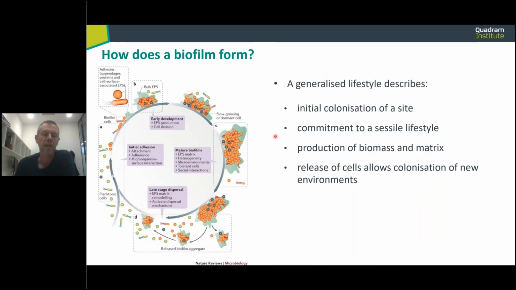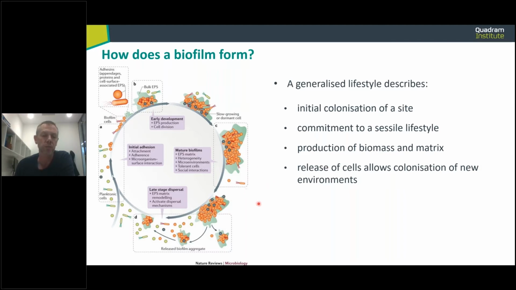So how does this happen? How do you go from free living cells to an adhered community? Well, again, it depends a lot on the conditions and the species, but there is a generalized lifecycle that most people will accept, which covers initial colonization of a site and then commitment to changing the expression of genes that are needed to allow you to live in this sessile lifestyle, production of biomass, so more cells and matrix to surround you, and then eventually, finally, a release of cells to allow colonization of new environments.